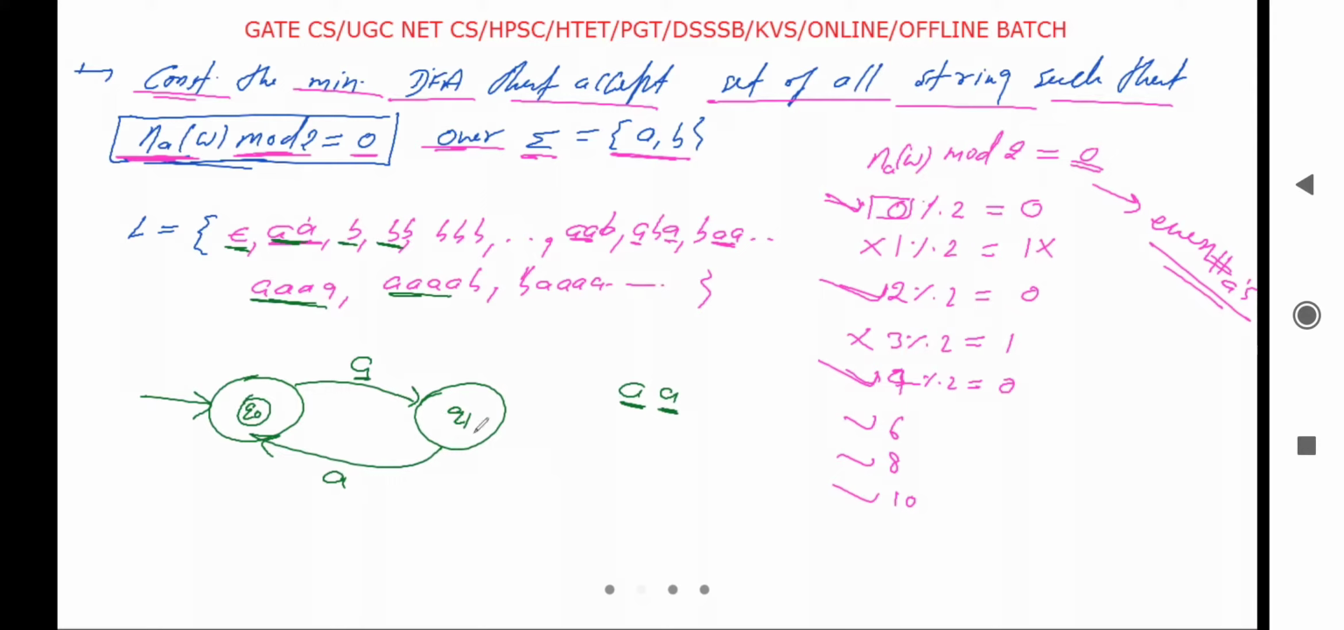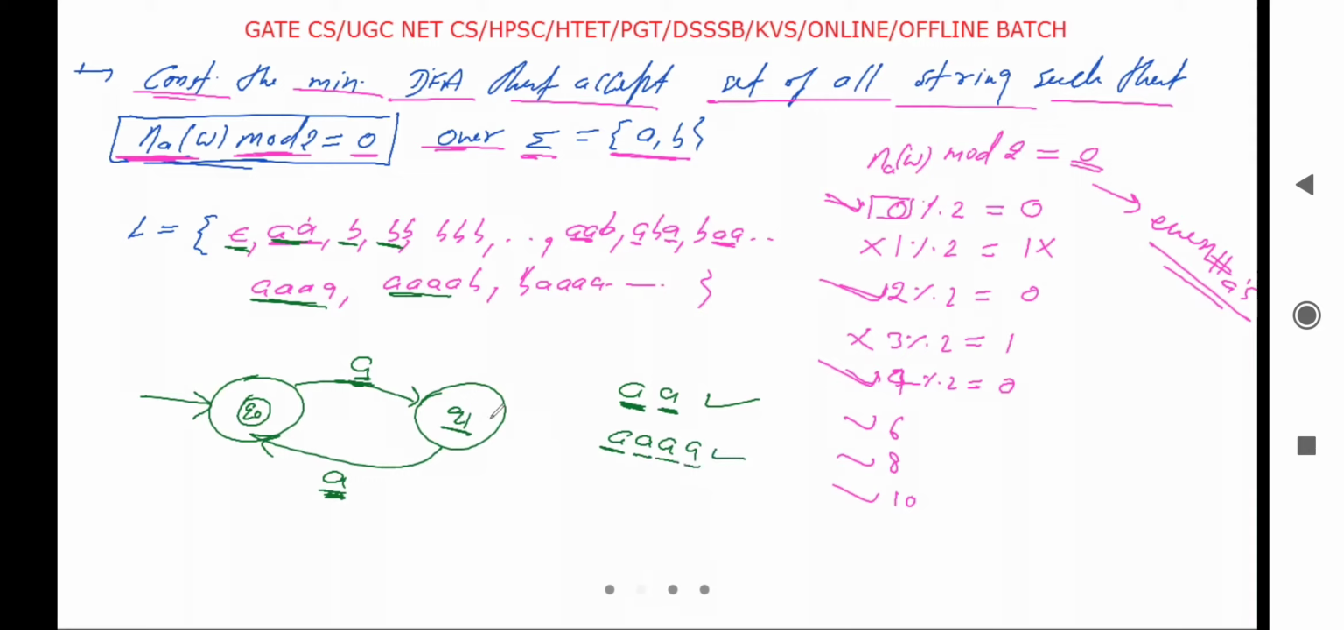Just a minute. Firstly, what will happen? We are on q naught. From q naught it will read a and go to q1. From q1 it will read a and go to q naught, and q naught is the final state. It means it will accept double a. What about the next one, 4 times a? It starts from q naught, reads a once, then again 2 times, 3 times, 4 times, and goes to the final state. It means it is accepting 4 times a also, right? So these transitions are valid.